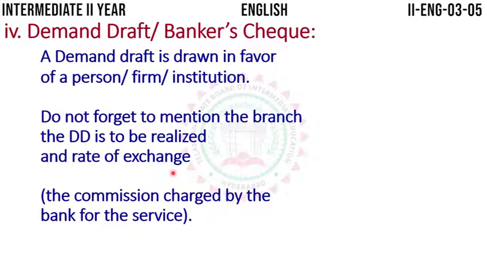So when you are filling the DD form, you have to mention the branch of the bank where this DD is to be realized, and also depending upon the bank and the amount you are sending, there will be a rate of exchange. You have to find it from the bank and fill that column also. Okay. So what is rate of exchange? That is the commission charged by the bank for the services provided to the customer.